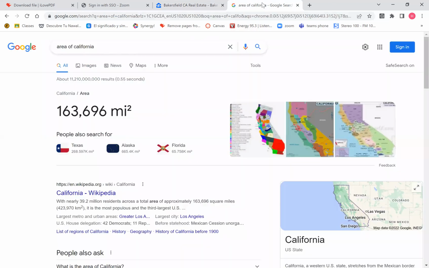Now, what if I think of the area of California? Area of California, I look in here, it says 163,696 miles squared. So it's still telling me how many squares I have, but now mile squared means how big is my square? It's 1 mile by 1 mile.